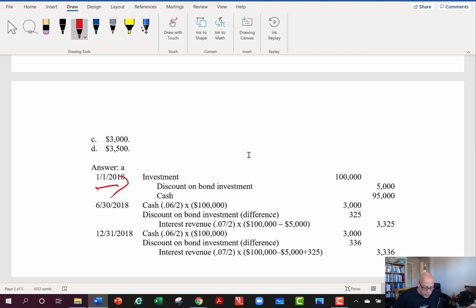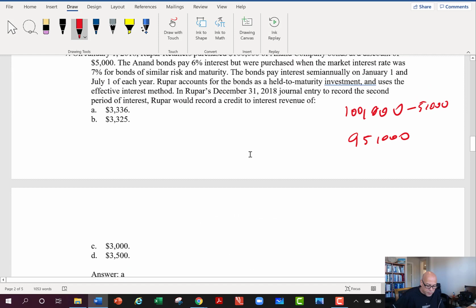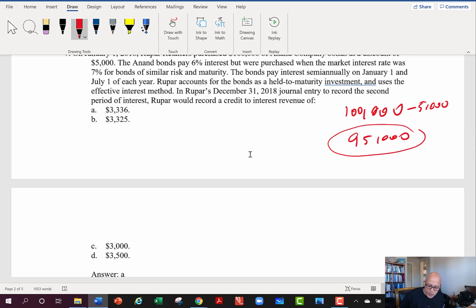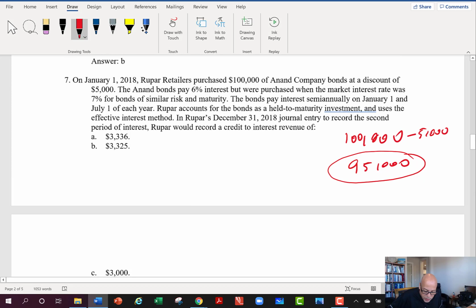Okay, good. Now what happens? Well, the carrying value of this bond is 95,000 upon issue. They tell me that the bond pays 6% interest, but was purchased when the market rate was 7%. So there's my effective rate, even though the cash that they're going to pay is based on this 6%. The bonds pay interest semi-annually, January 1st, July 1st. Rupar accounts for the bond as held to maturity investments. Good, I'm not going to have to make any adjustments to market value. I'm just carrying it at amortized cost, and it uses the effective interest method.